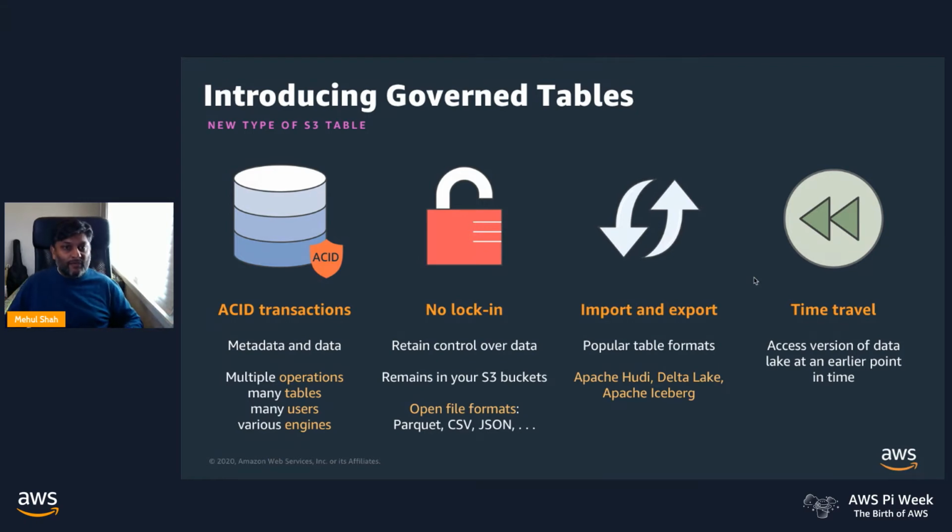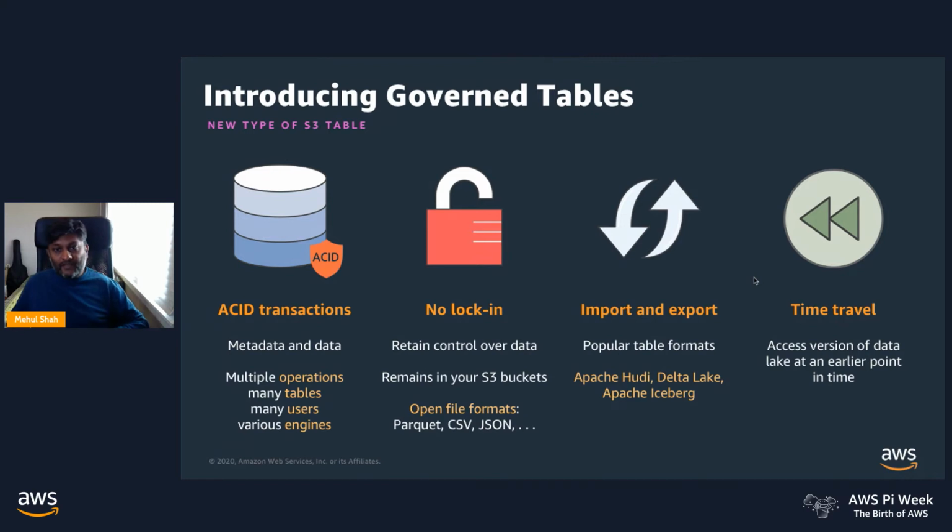Governed tables support ACID transactions over both metadata and data. What a transaction basically gives you is an isolated view of your data lake. You can start a transaction, and you can do multiple operations over your entire data lake, over multiple tables. Many users can be running these transactions at the same time, and they can be running transactions from various engines. You can run these things in parallel, as often as you want, and you get a consistent view of your data, and consistent updates to your data lake.